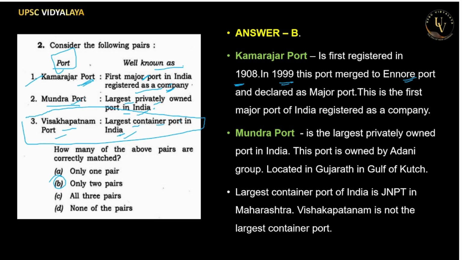So the Adani group of companies are always in the news. By this you can easily identify it is the largest privately owned port in India, which is located in Gujarat in the Gulf of Kutch. So the answer is B.